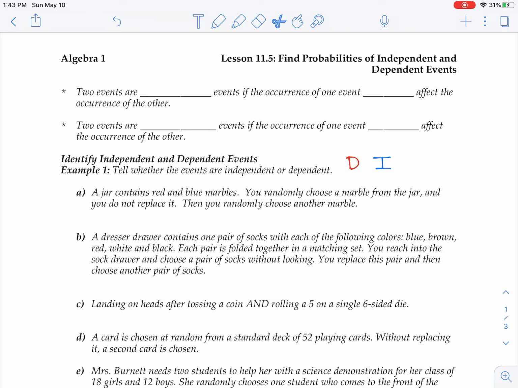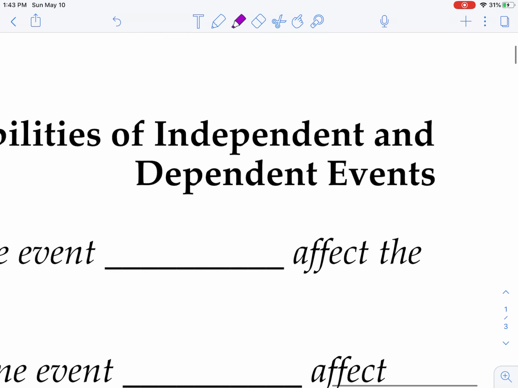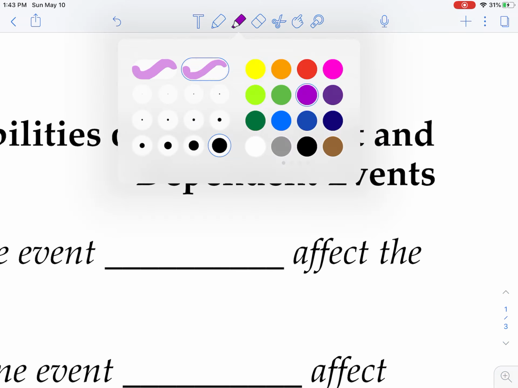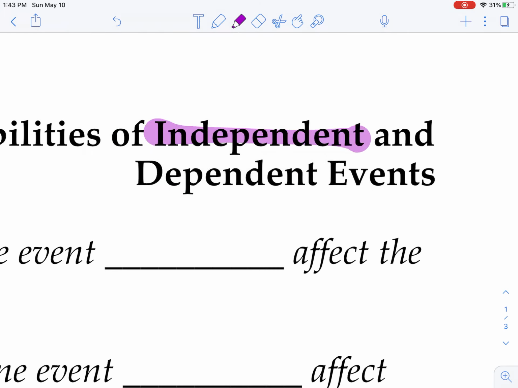All right, our last lesson of the year. So here in 11.5, we're going to start looking into yet another way to calculate probability. But today's is more specifically about independent and dependent events.